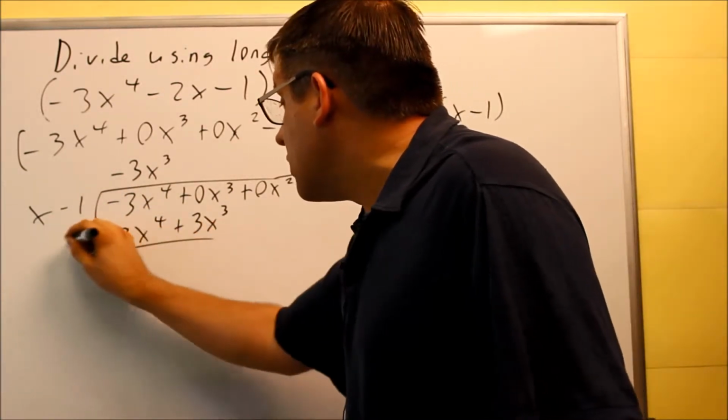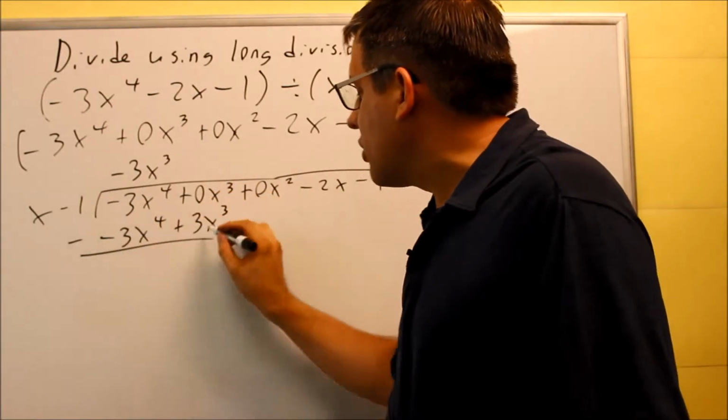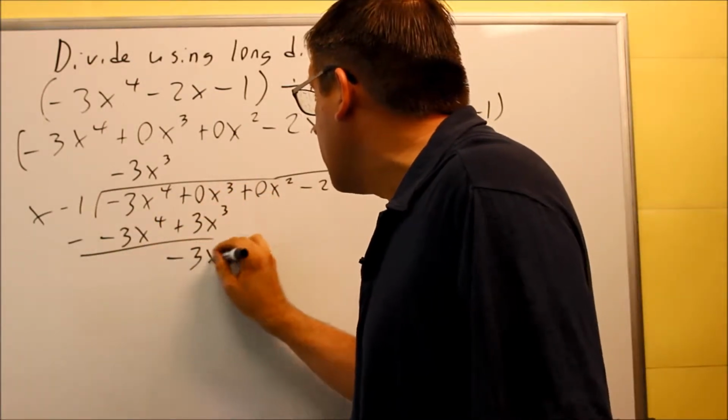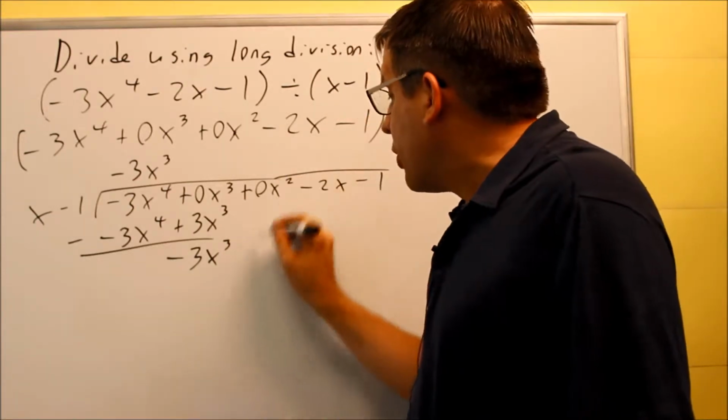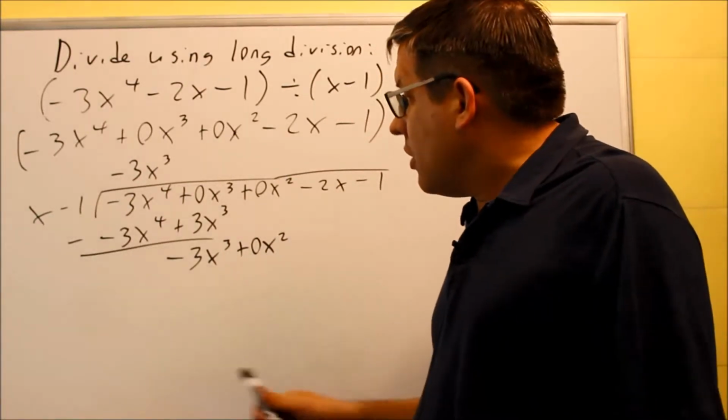I'm going to subtract these. Subtract that, you'll get a 0. 0 minus 3 will give you negative 3x cubed. We're going to bring down the next term. We're bringing down the 0x squared.